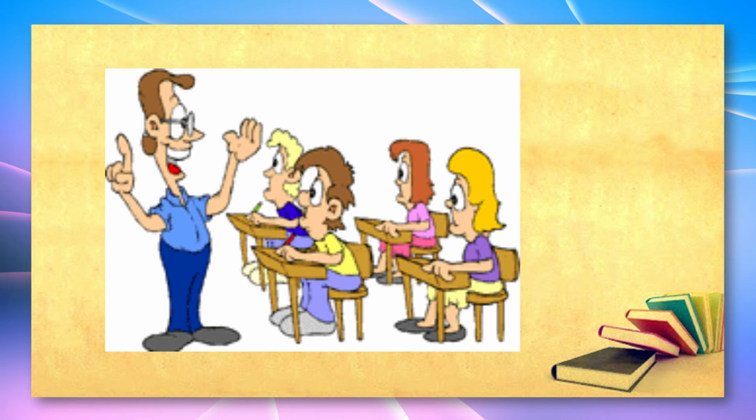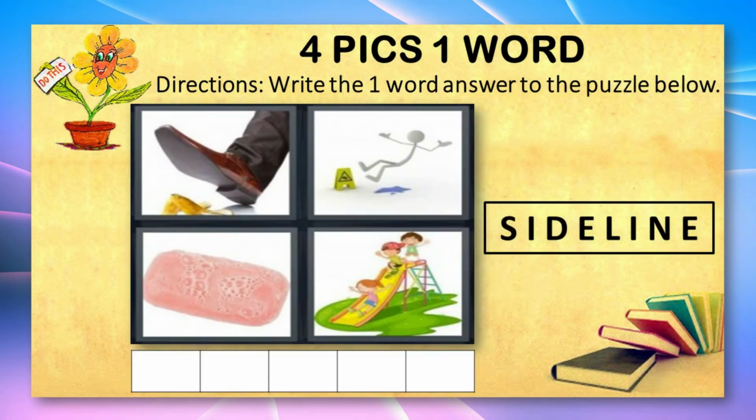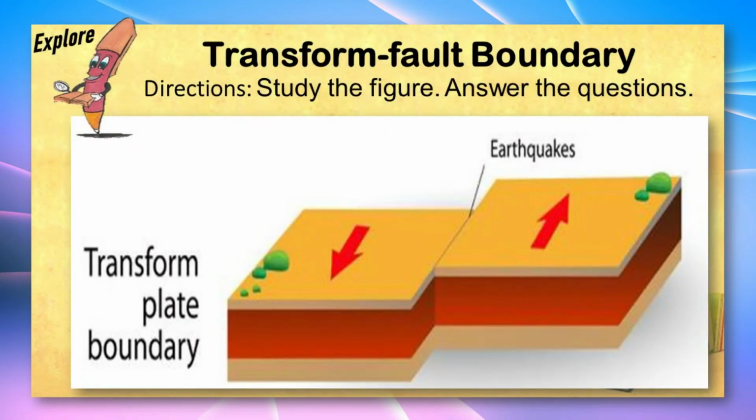Let us begin with 4 picks, 1 word. Write the one-word answer to the puzzle below. Perform the activity for the last type of plate boundary. Study the figure and answer the questions.